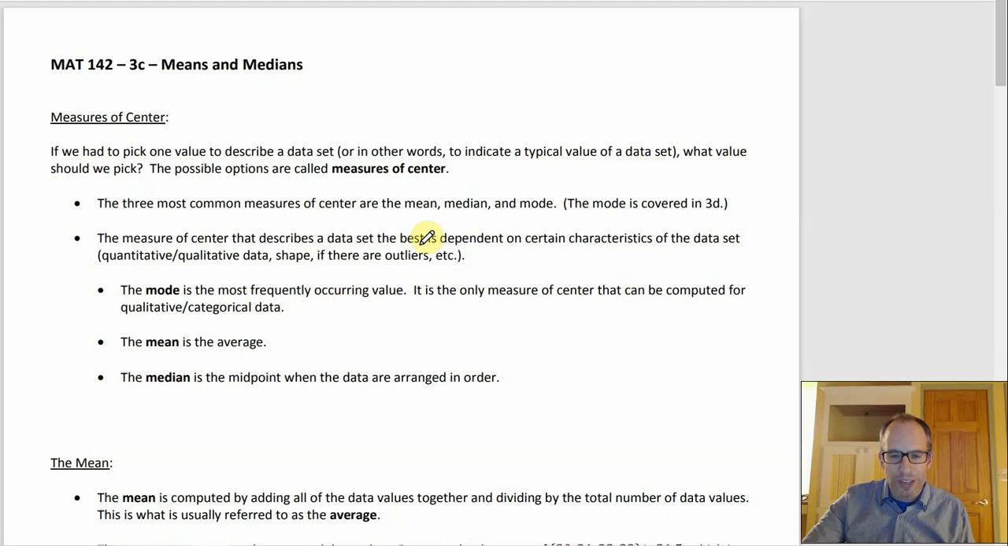Other things, like if there are outliers or depending on what the shape is, I know that's getting a little bit ahead of where we are right now, but if you have a shape that's symmetric or one that's skewed, basically if you just think of skewed as being not symmetric for now, that's the right idea. It's something that's clearly not symmetric.